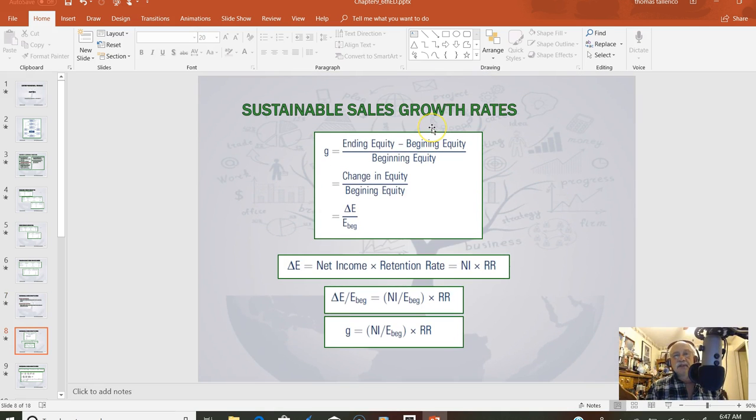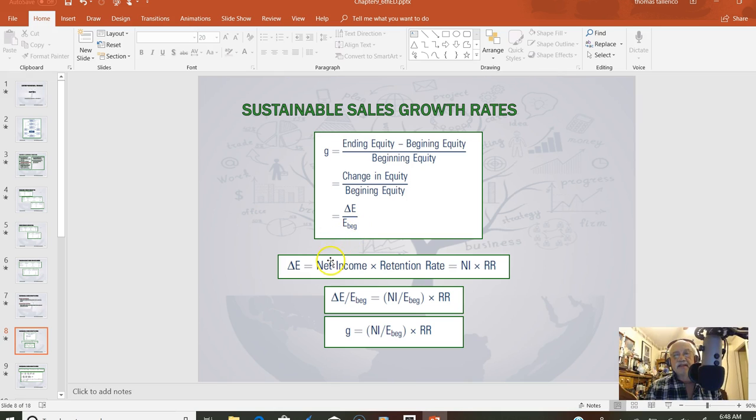All right, so let's get to the equation for sustainable growth rate. And I just want to emphasize, this is one equation written many, many ways, okay? So if we look at this here, the growth rate is, again, we looked at this, ending minus beginning equity over the beginning equity. And of course, when you subtract, that's a change in equity, all right? Everyone should see that, divided by the beginning equity. And they write the change in equity as delta E over E beginning, all right?